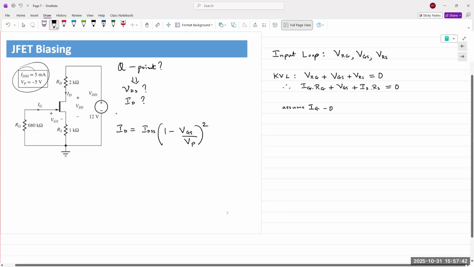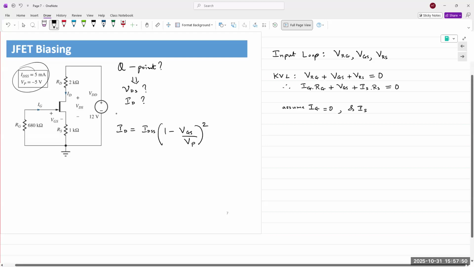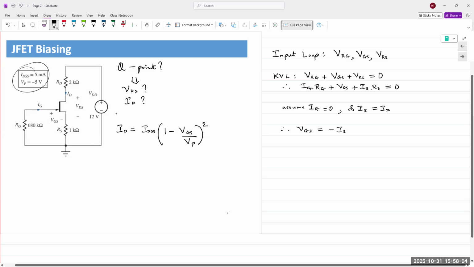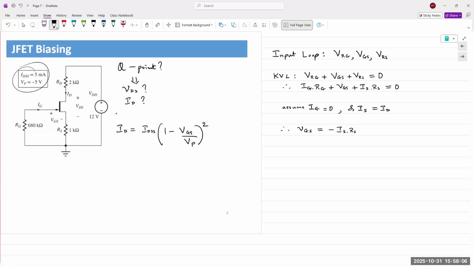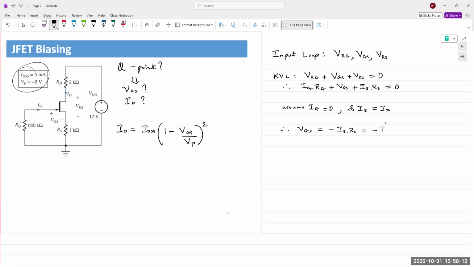So if we eliminate VRG, of course the drain current and the source current are exactly the same. So IS is equal to ID. I can rewrite this expression as VGS is simply equal to minus IS times RS, which is equal to minus ID times RS. Okay, minus ID times RS.